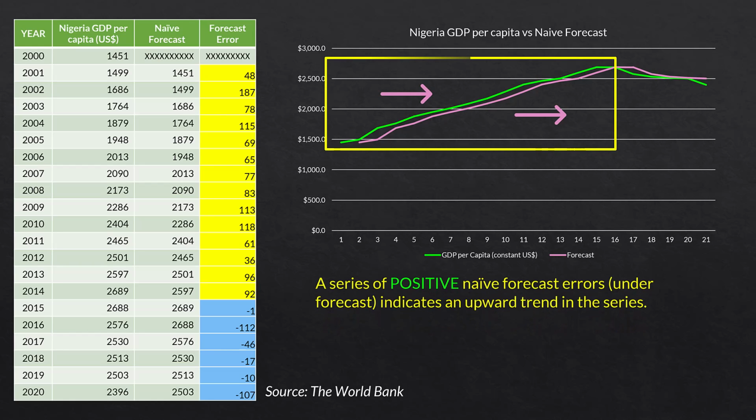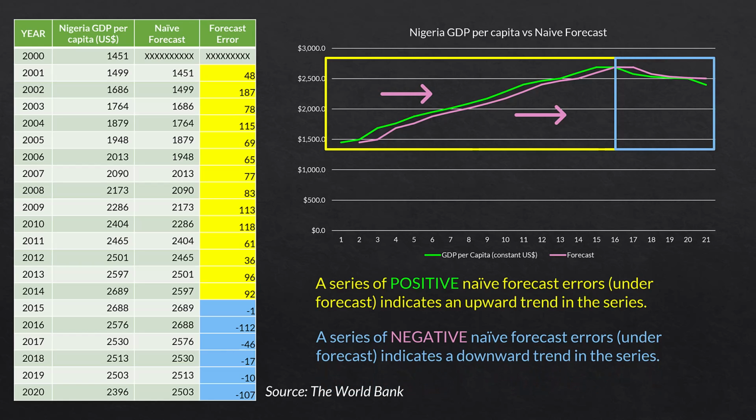As I was saying before, a series of positive naive forecast errors, the under forecast, indicates an upward trend in the series. So the forecast cannot keep up with the upward trend. Therefore, we have a lot of positive naive forecast errors. You can see that in the graph. The per capita GDP in green is always above the forecast there in pink, because the trend is upward. Then a series of negative naive forecast errors, or over forecasts, indicates a downward trend in this series. So again, the exact opposite. When the trend goes down, the naive forecast is always sort of catching up one time period. Therefore, the errors turn negative.